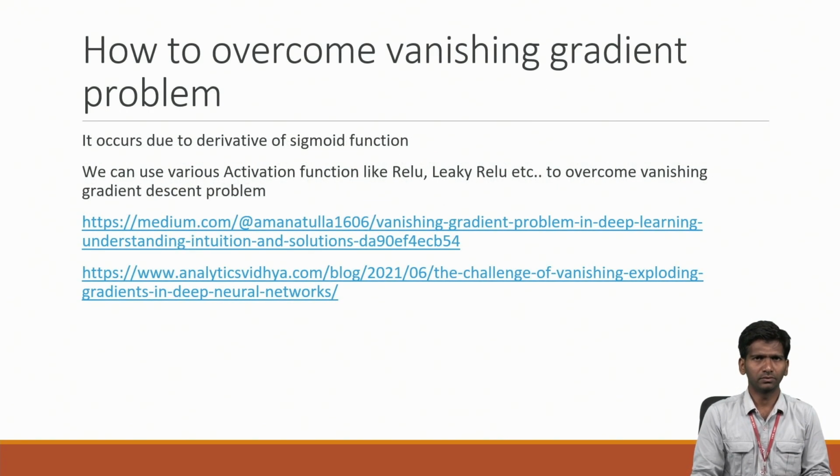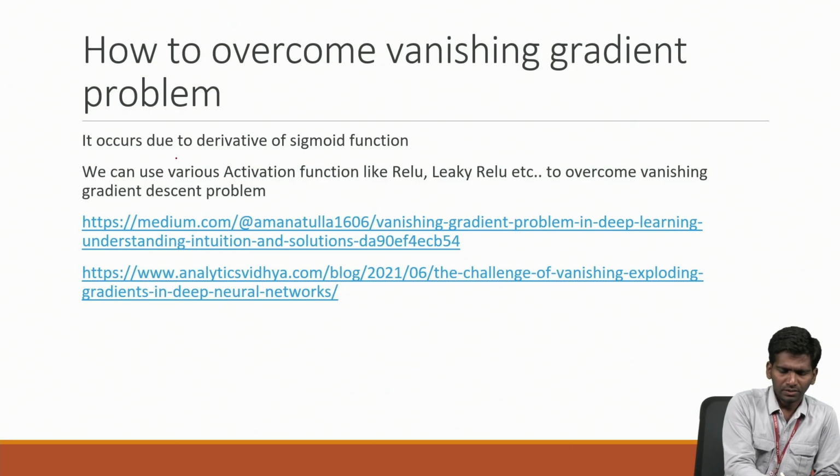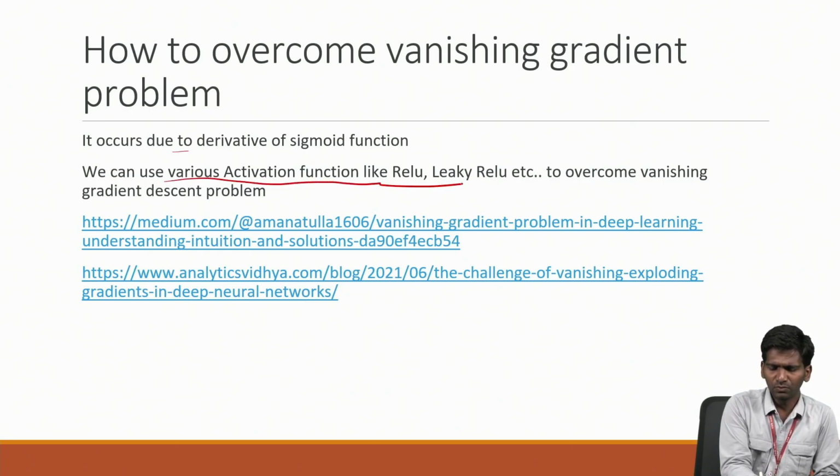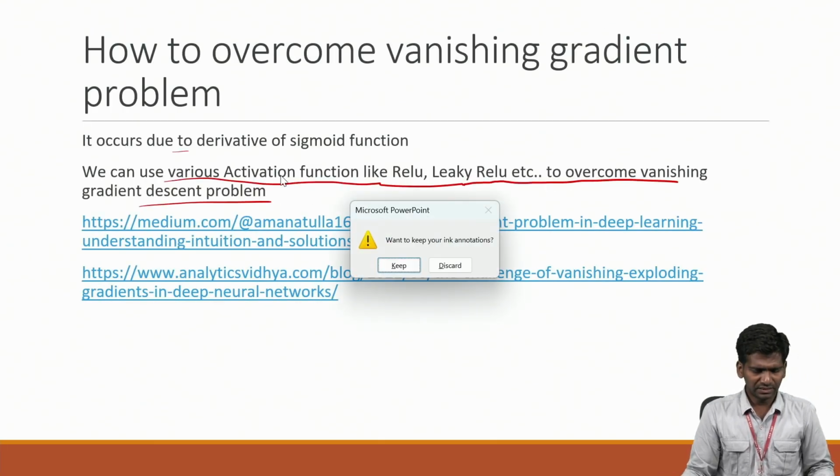What is the solution that we can bring out in order to not get the neuron to die? In order to not make the neuron dead, we can come up with a solution. We can use various functions like ReLU, leaky ReLU, etc. to overcome this vanishing gradient problem. So let us see these concepts.